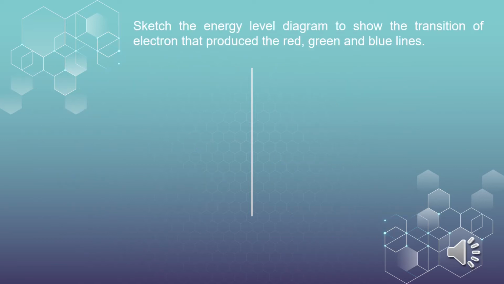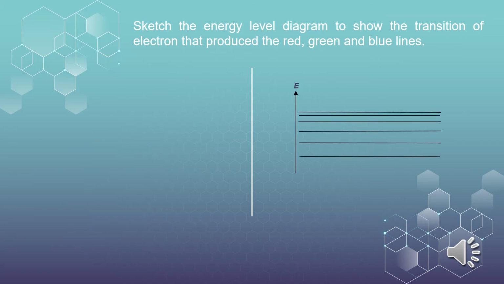The second question is to sketch the energy level diagram to show the transitions of electrons that produce the red, green and blue lines. This is how the energy level diagram looks. The vertical line represents the energy level, while the lowest horizontal line represents the ground state. As you can see, the distances between the horizontal lines are different. It shows that the lower the energy level, the higher the wavelength.